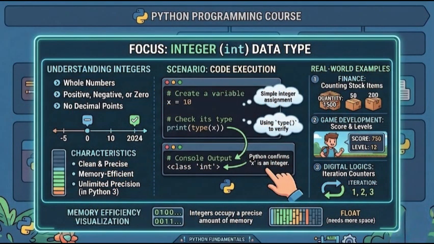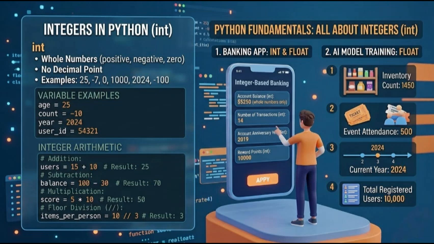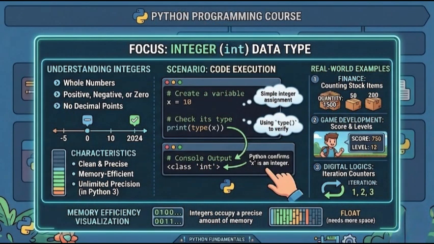Let's start with integers. In Python speak, these are int. An integer is any whole number, positive or negative, without a decimal point. Think of ages, years, or counts. Age equals 25, that's a classic integer. Let's hop into the editor. If I type x equals 10 and then use the type function, print type x, Python confirms it's an int. It's clean, precise, and memory efficient.